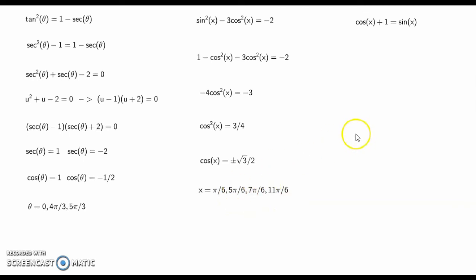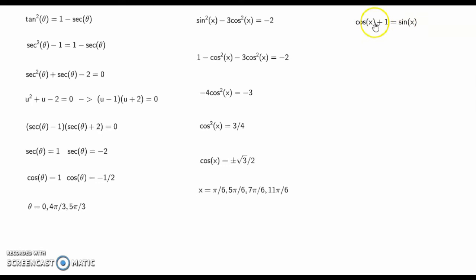Now I'm going to do a slightly odder example. Here we have cosine x plus 1 equals sine x. This seems simpler than all the others. However, no matter how we rearrange this right now, there's no real trig identity that's obvious that turns cosine into sine or sine into cosine. There's nothing obvious and straightforward that gets us to a nice trig identity.